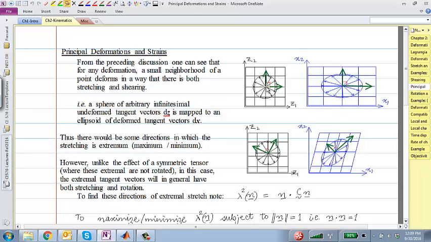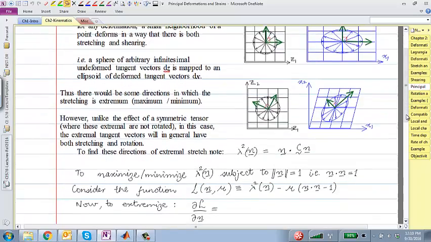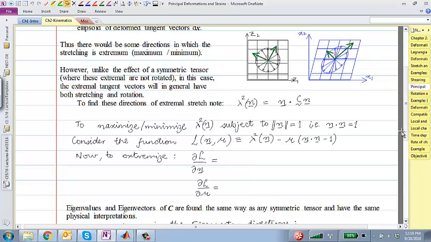What I'm showing you here is the simple stretch example. We said that in the simple stretch example, the vertical and the horizontal do not change directions. Similarly, for simple shear, this was simple extension, this is simple shear, there are two particular directions which do not change direction. They are at this angle. They are actually the minor and major axes of the resulting ellipsoid. How do we find these directions? Let's see if we can set up something like that.